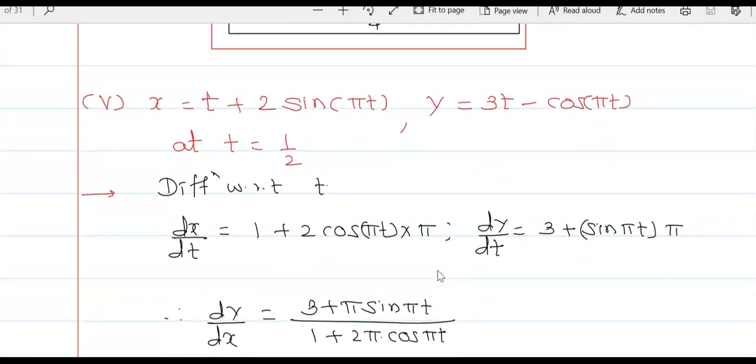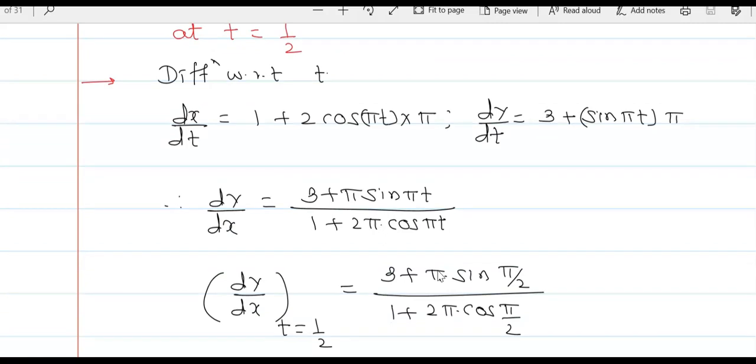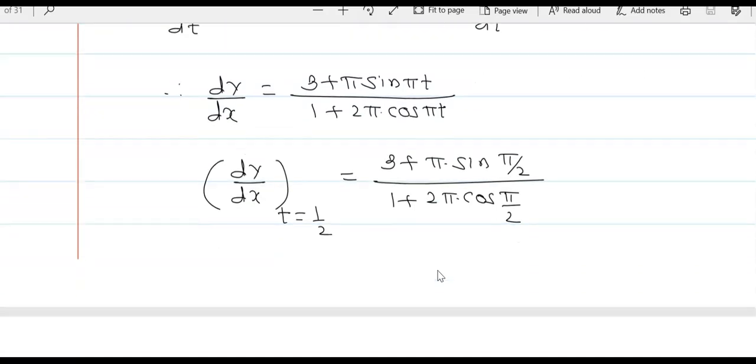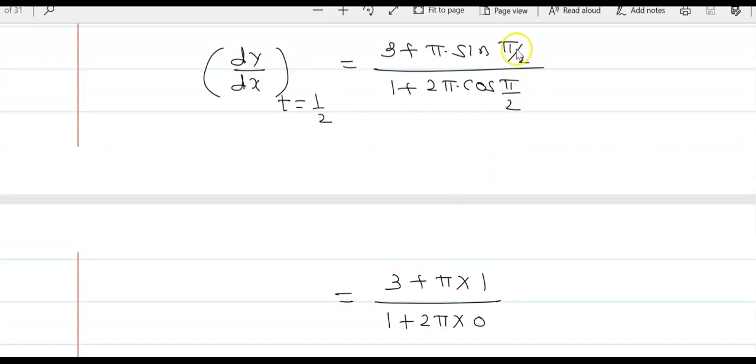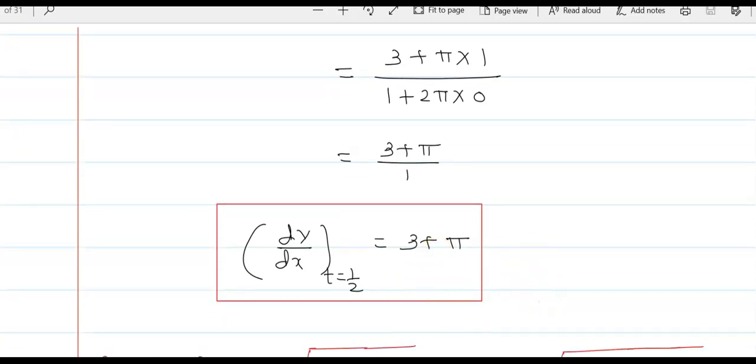Now see this again. I will scroll down. You can write this: sin pi by 2 is 1, cos pi by 2 is 0. This becomes 3 plus pi upon 1, and this is the answer, 3 plus pi.